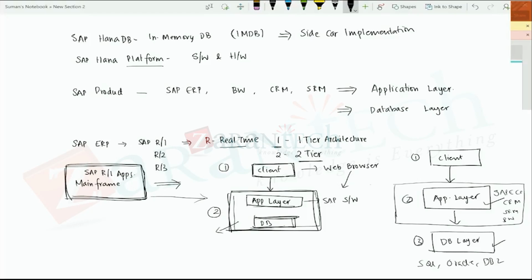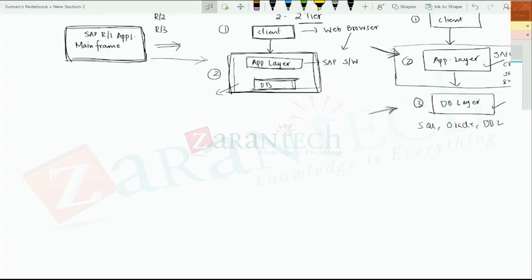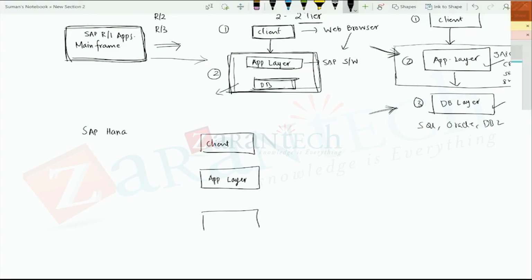So the reason why I brought up this information is, the moment we say SAP product, it always used to focus on this application layer. And when we talk about database, it always focused on the third layer of the architecture, which is its separate database layer. So when SAP HANA was brought into the market, in the three-tier architecture, which is your client, your application layer, and your database layer, SAP was only focusing on the third layer, which is your database.